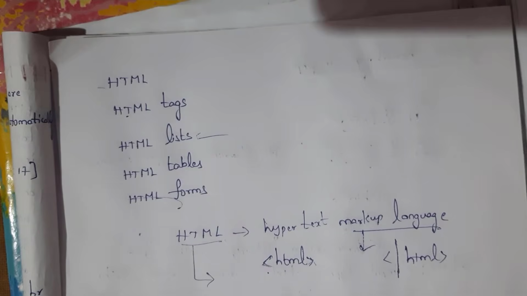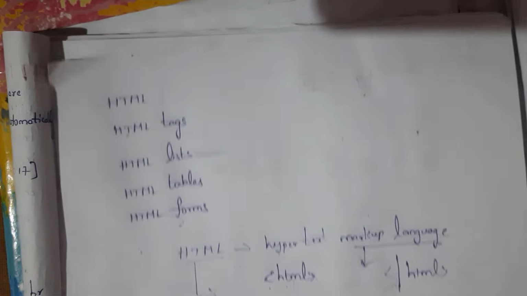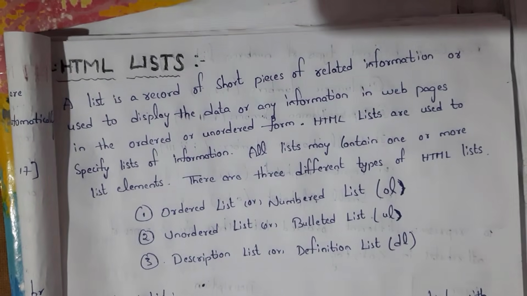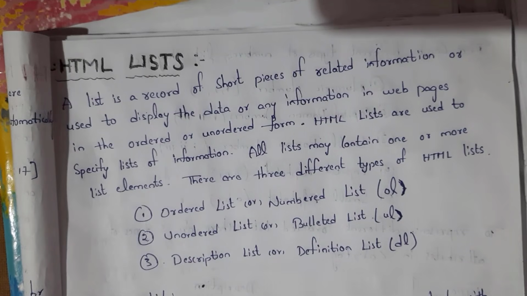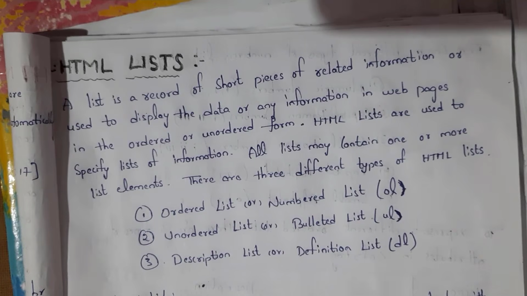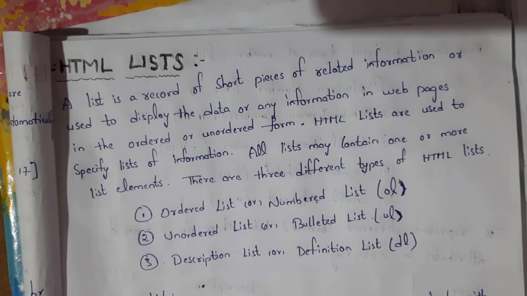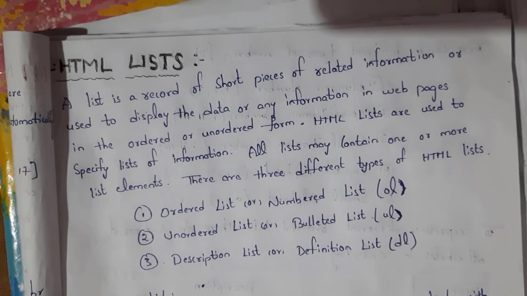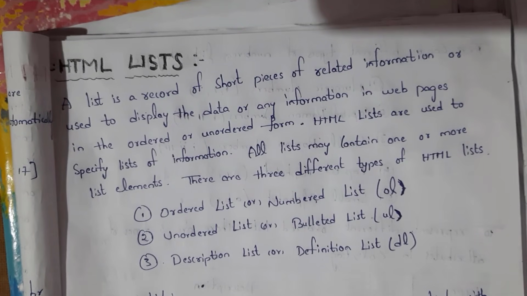Next topic is HTML list. We all know the meaning of list. Whenever you go to a supermarket, you are going to write a list of items on paper in order to purchase items. In order to display items in a list manner, we are going to use this HTML list.